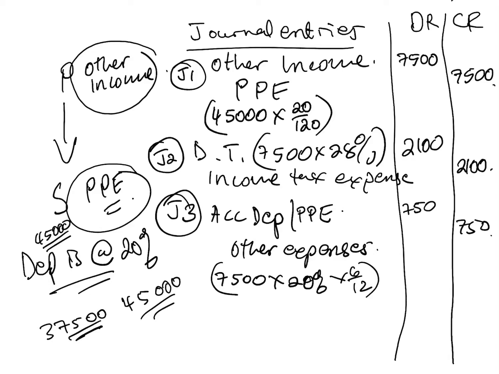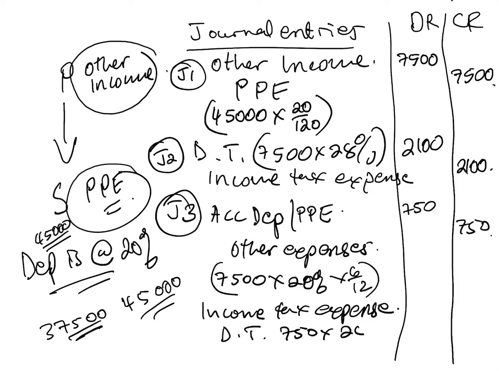Right, so what is happening now? We are going to debit our income tax expense and credit our deferred tax. Why? Because our asset has been debited, so deferred tax will be the opposite. 750 times 28%, so 750 times 0.28 is going to give us 210 and 210.